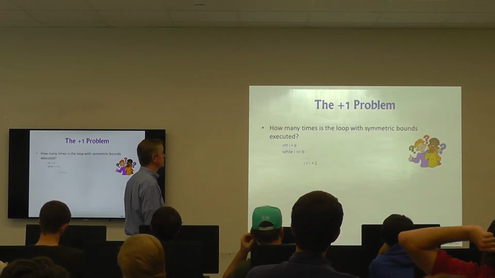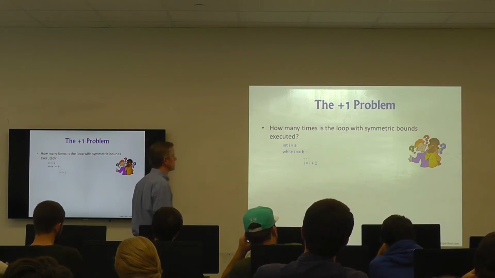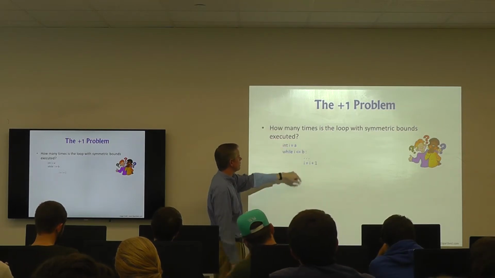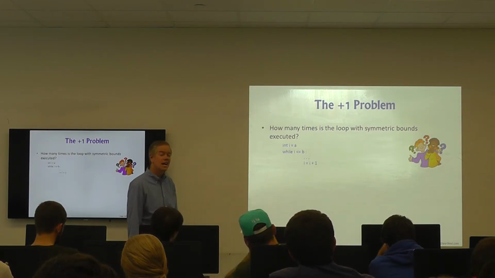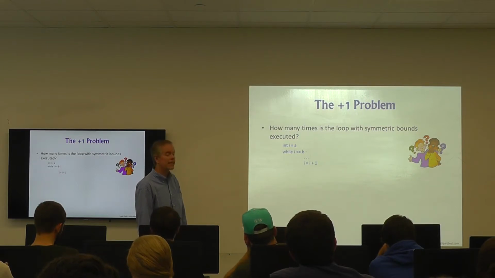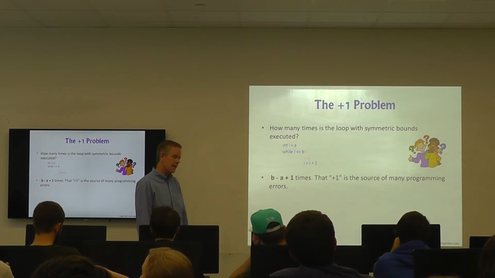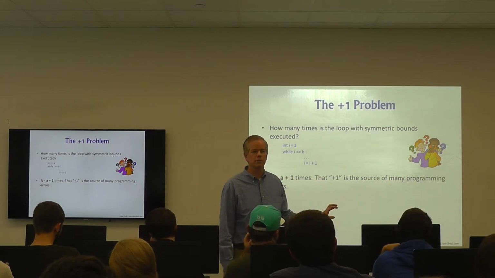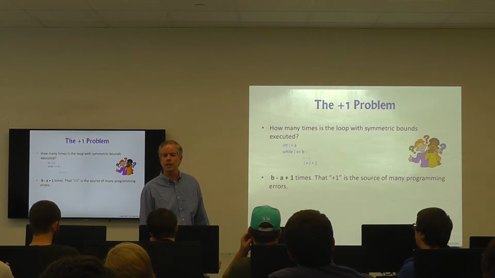The plus 1 problem. Yay. So how many times is the loop with symmetrical bounds executed? int i = a, while i is less than or equal to b, i = i + 1. How many times are we going to go through that? It's actually b minus a plus 1. Okay? And once again, it's not rocket science, but this will come back and bite you 100 times, right? So you have to take a very close look at how many times your for loop is actually going to execute.